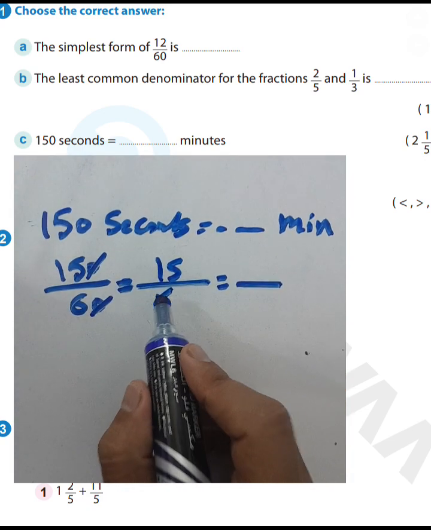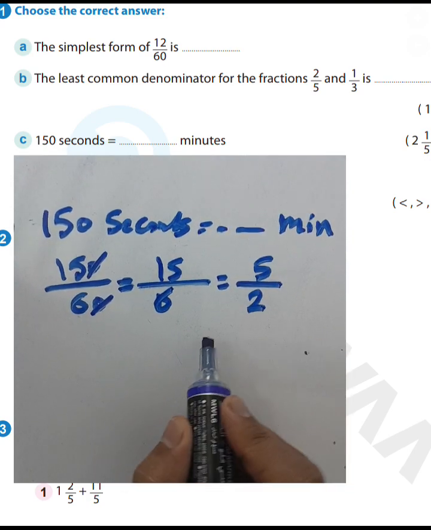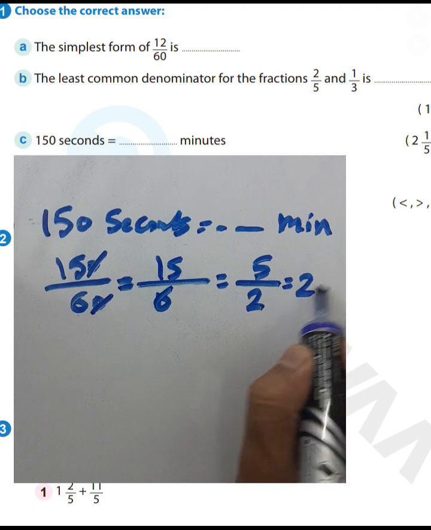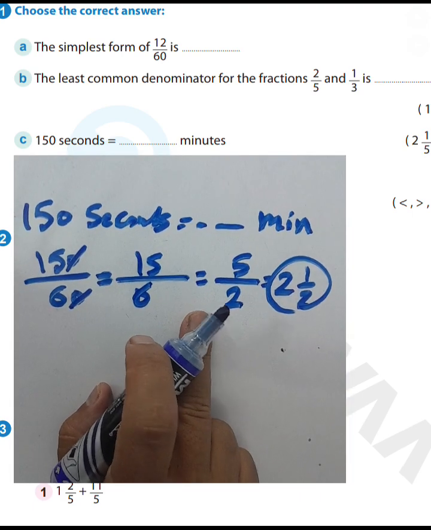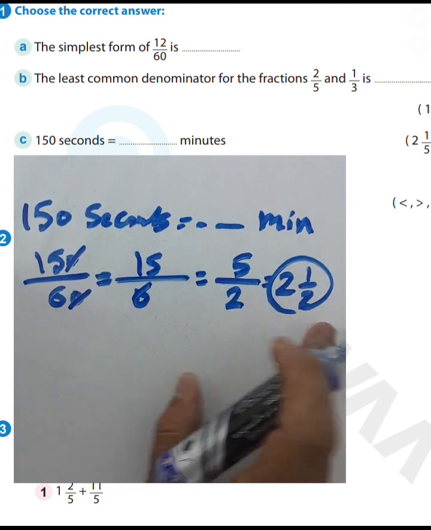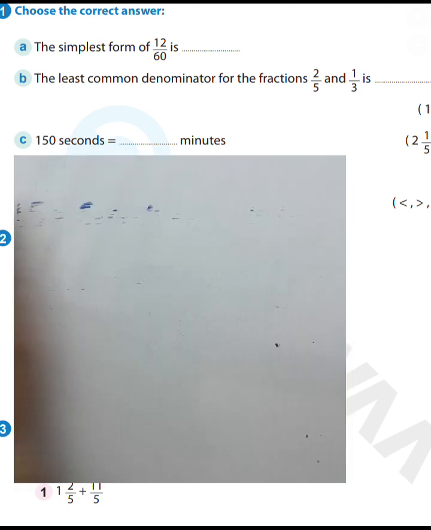15 divided by 3 will be 5. 6 divided by 3 equals 2. 5 over 2, it will be 2.5. Because 5 over 2 is called an improper fraction, you must convert from improper to mixed number. 5 divided by 2 equals 2, and the remainder 1. Then you must write 2 and 1 over 2.